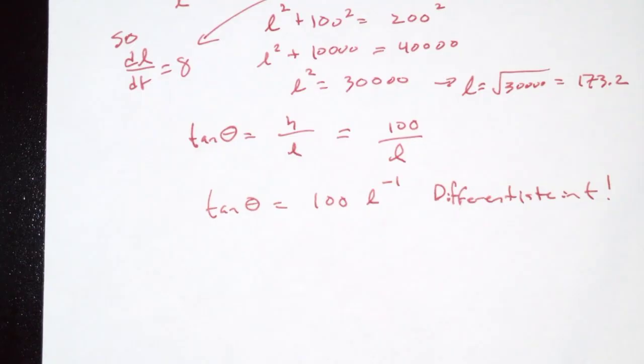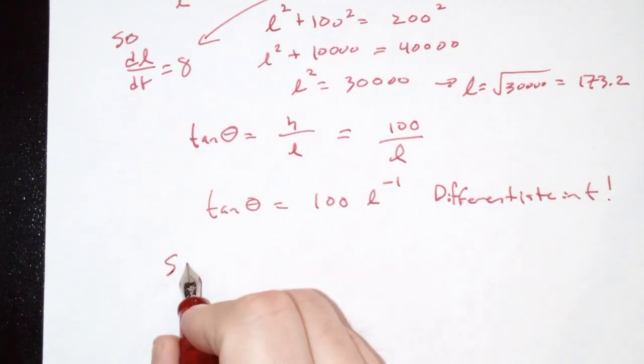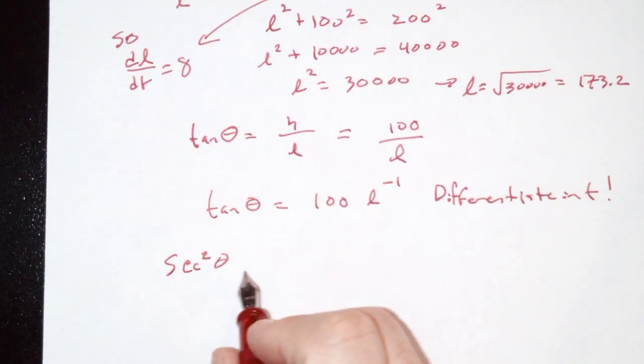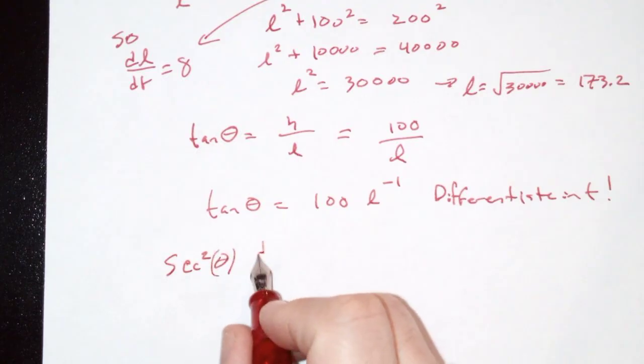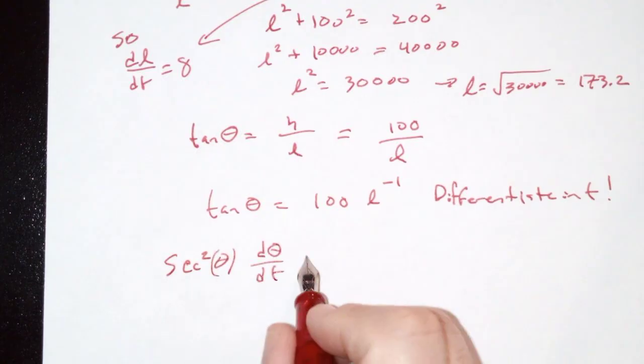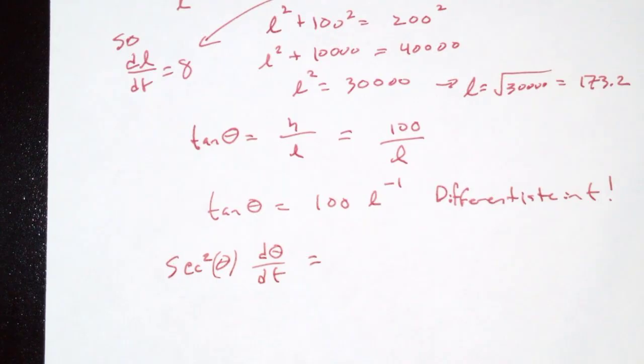Exactly. The derivative of tangent is secant squared theta. So over here, derivative of tangent theta is secant squared theta. But wait, there's more. My chain rule says d theta dt. On the right, what is the derivative of 100 L to the negative 1?